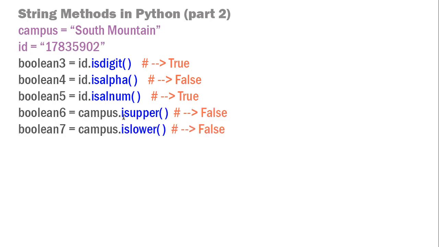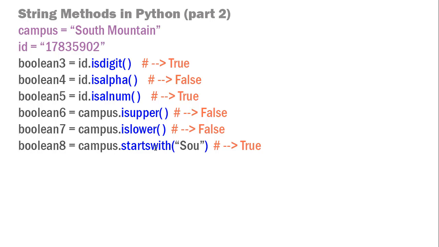We've seen we have an upper and a lower method to convert strings to upper or lowercase, but we can also check to see if a string is all upper. So we have an isUpper method, returns either true or false if everything is uppercase. And likewise, there's an isLower method that returns true or false if everything is lowercase.